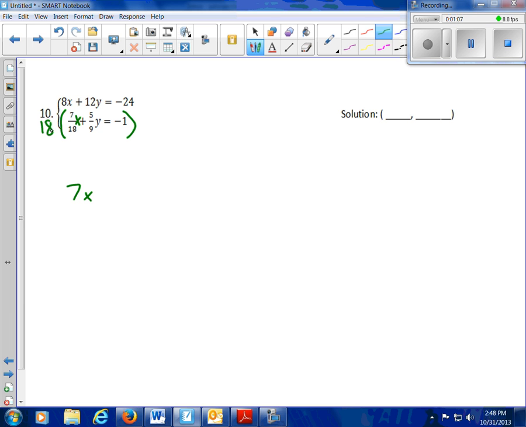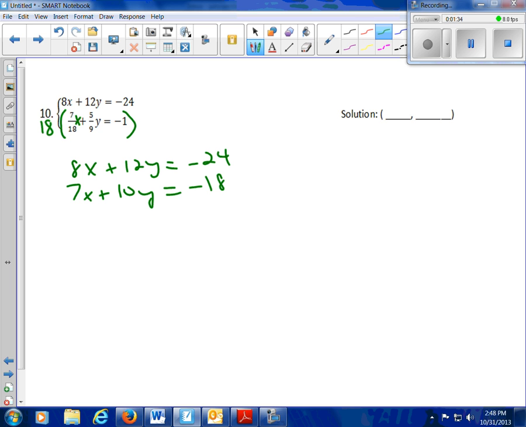So 18 goes into 18 one time. 1 times 7x is 7x. And then we know 9 will divide into 18 twice. So 2 times 5 will give us 10y. And then 18 times negative 1 on the end gives us negative 18. That helps us get rid of all of our fractions.